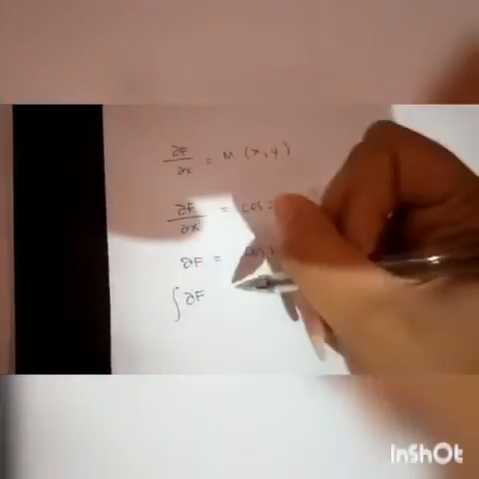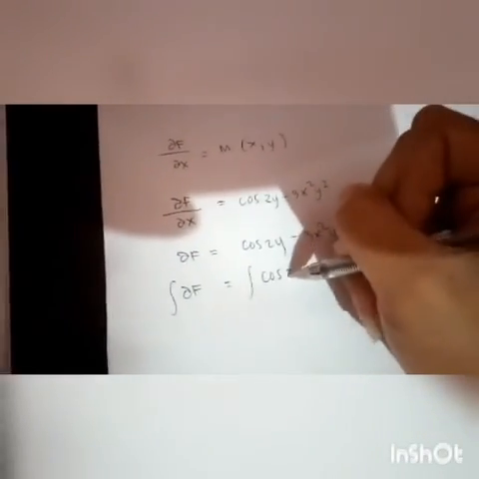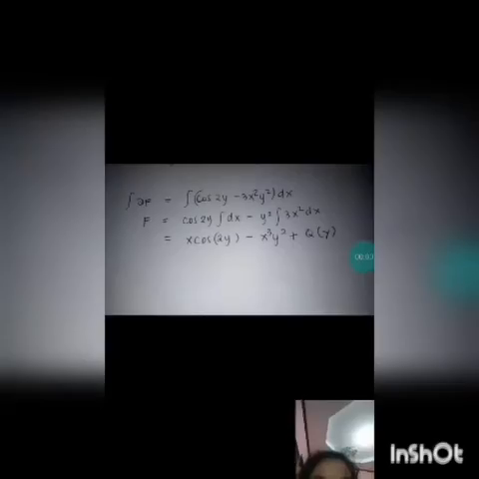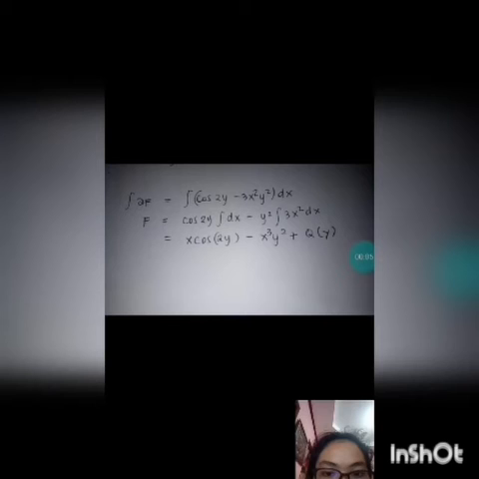So after that, we're going to integrate. We're going to integrate this one and this one too. Integrate partial of f equals partial of cos 2y minus 3x squared y squared dx. So f equals, with respect to x, we take out the cos 2y, integral of dx, minus y squared, integral of 3x squared dx. So the answer is x cos 2y minus x cubed y squared plus qy.